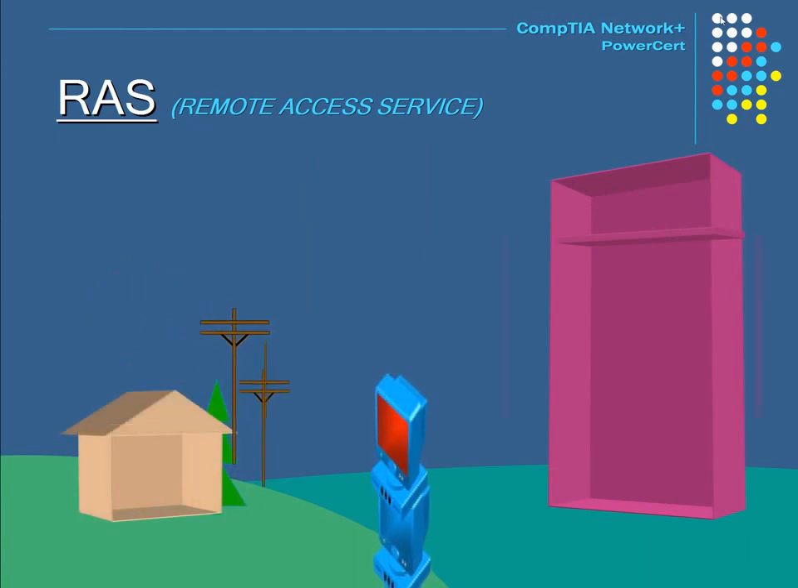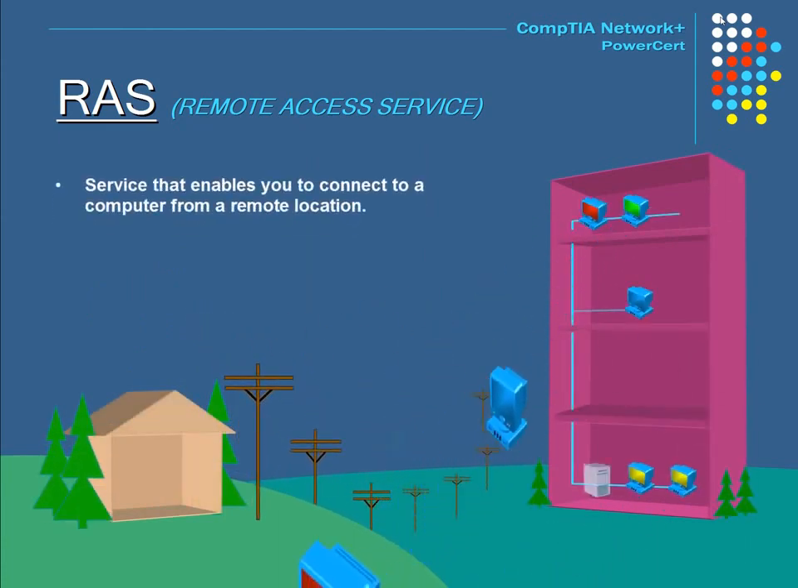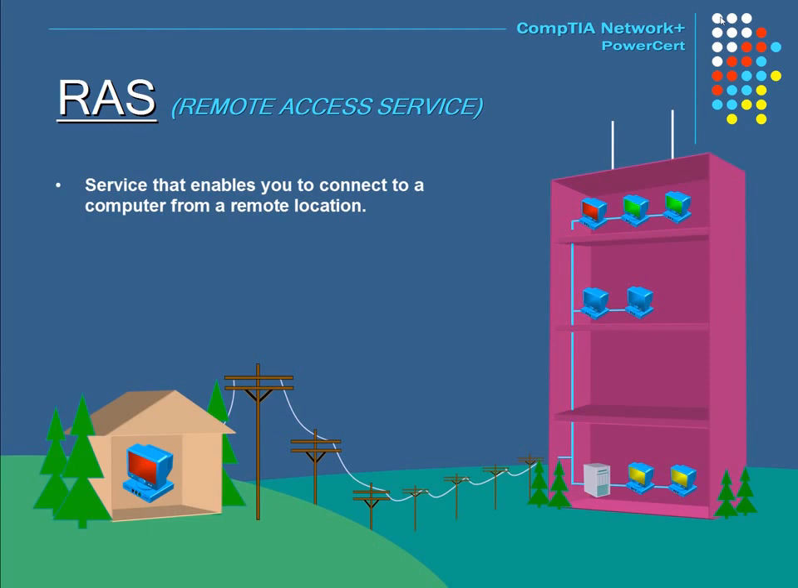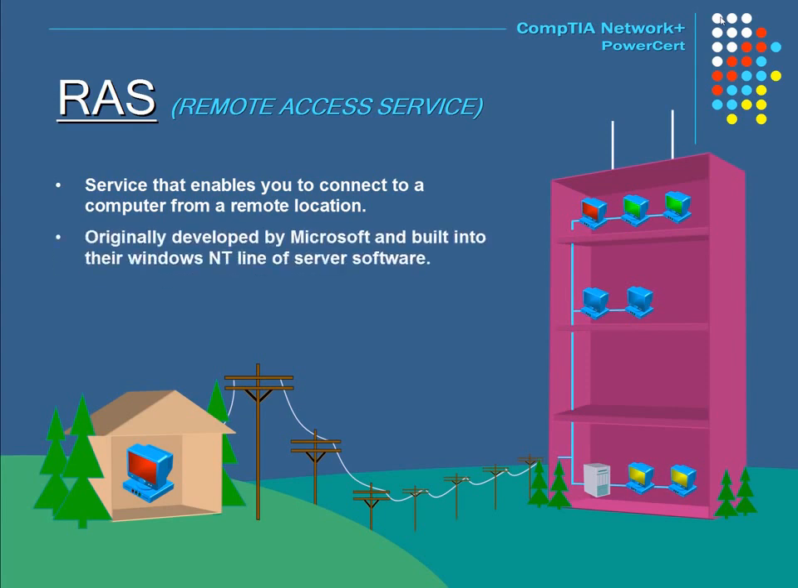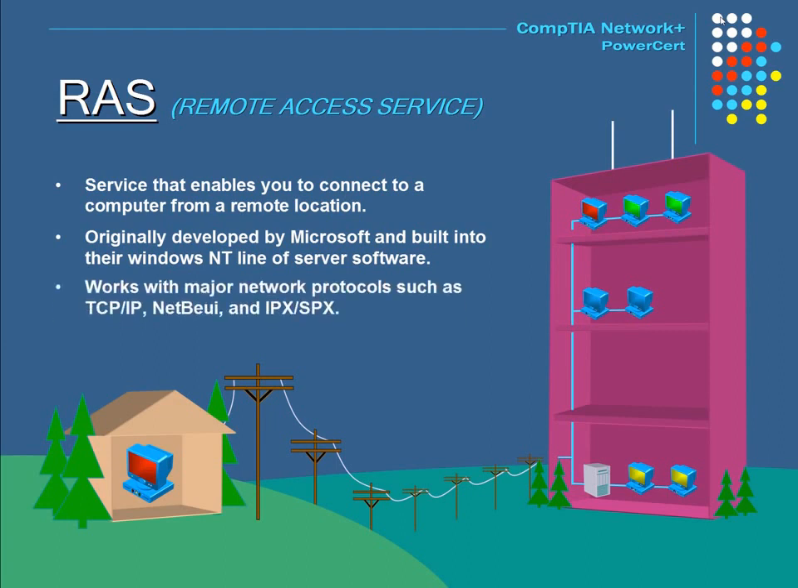Remote access service is a technology that enables you to connect to a computer from a remote location, for example, from your home to your job. It allows the services which would be available on a remote network to be accessed over a dial-up connection. RAS was originally developed by Microsoft and built into their Windows NT line of server software, and it works with major network protocols such as TCP/IP, NetBEUI, and IPX/SPX.